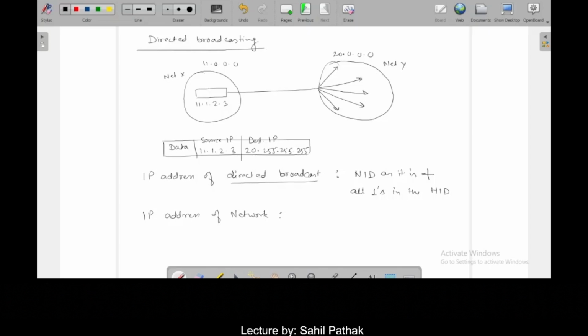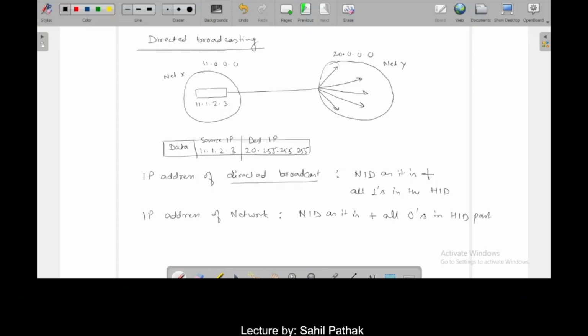And the IP address of the network will be the network ID as it is plus all zeros in the host ID part. So likewise, if we have the network ID 20 and put all zeros in the host part, that is 0.0.0, this 20.0.0.0 will give you the IP address of the network.